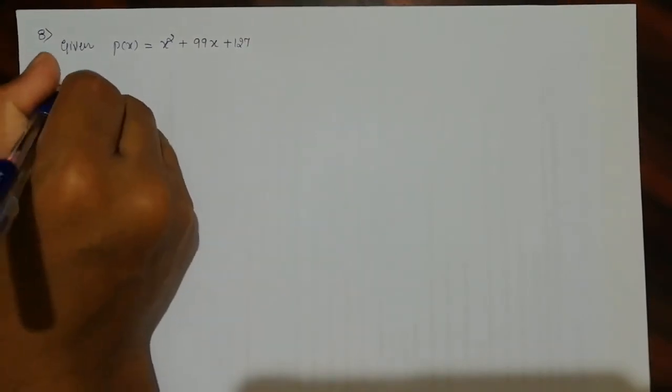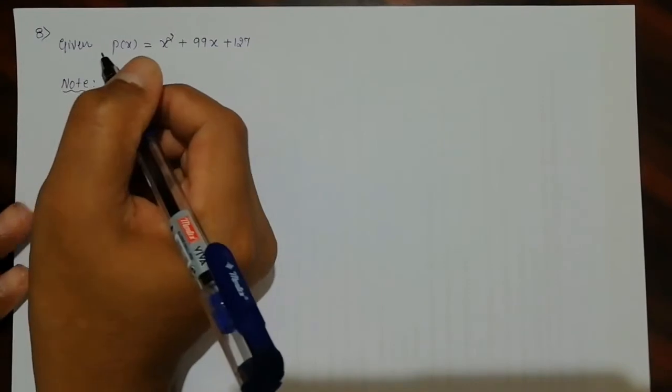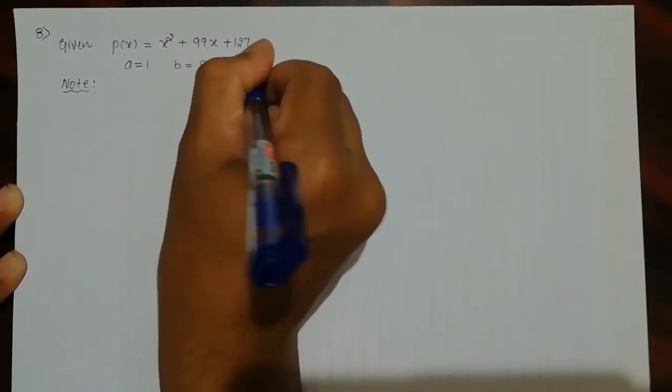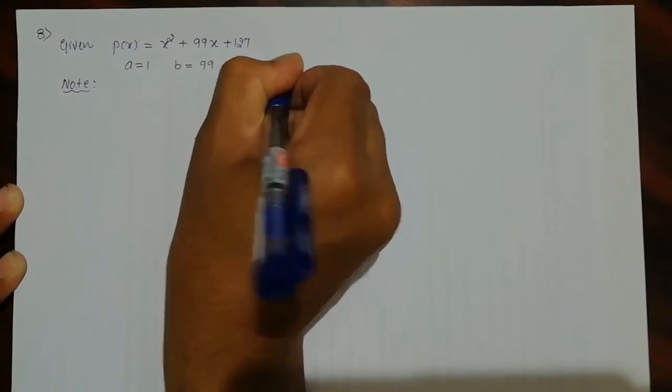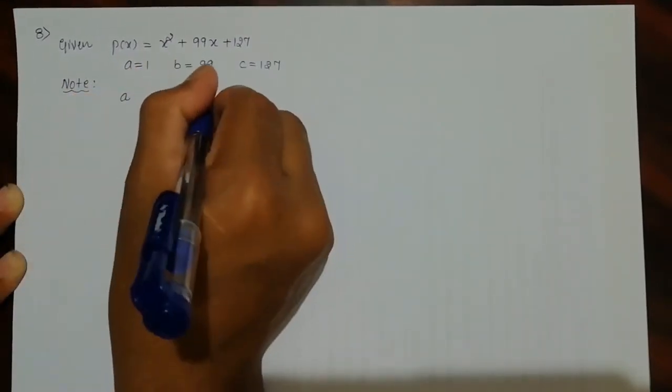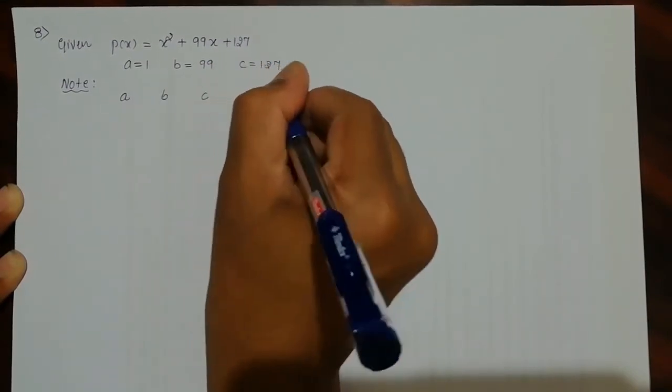I'm going to give you a note. You need to note this down in your notebook. The sign of the zeros depends upon the sign of the coefficients. Here a is equal to 1, b is equal to 99, and c is equal to 127. Just remember this: a, b, c, and here I'm going to write down alpha and beta.